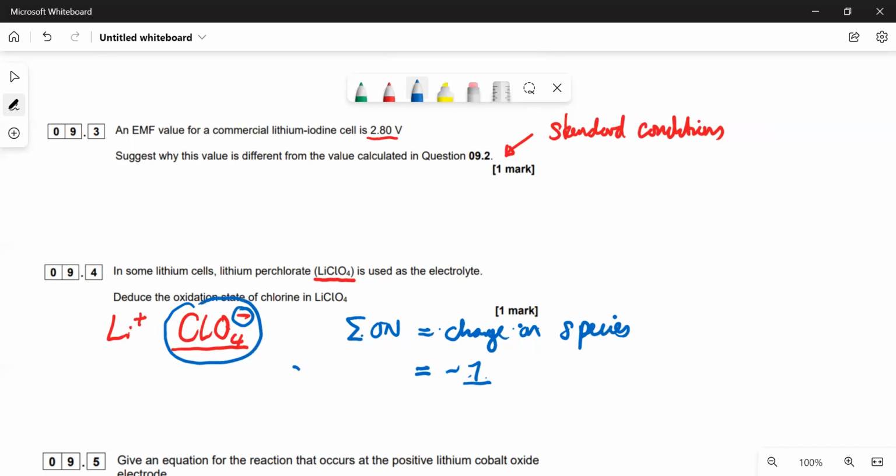So we've got chlorine is unknown. Oxygen, of course, is always -2, and there's 4 of them, so that's going to be -8. Just a bit of algebra there: Cl is equal to +7. The oxidation state of chlorine is +7.